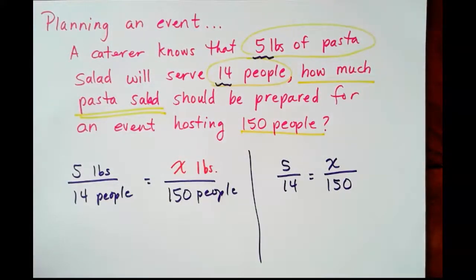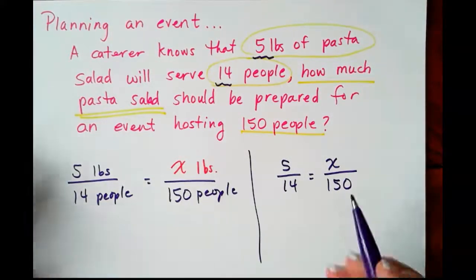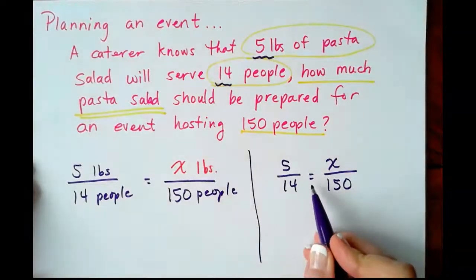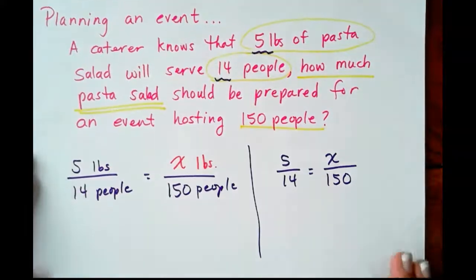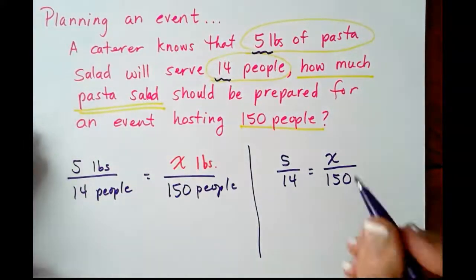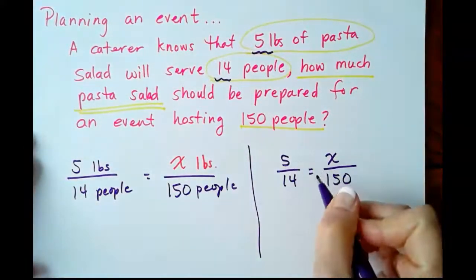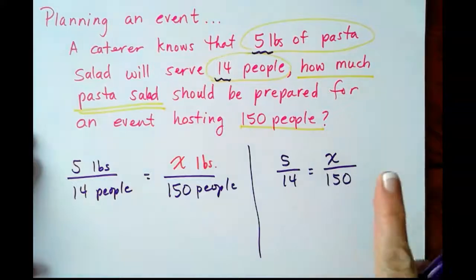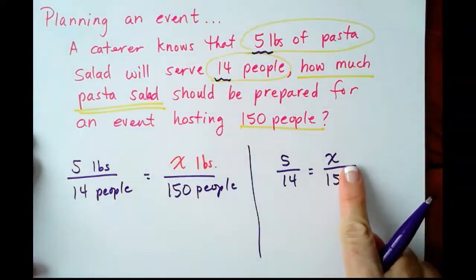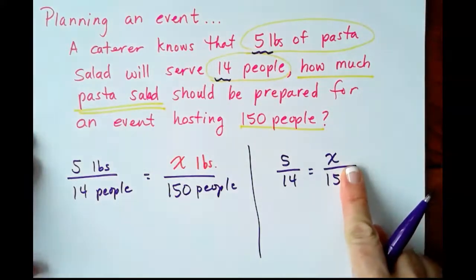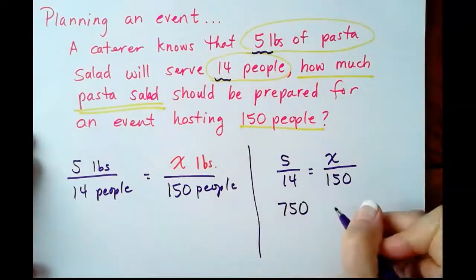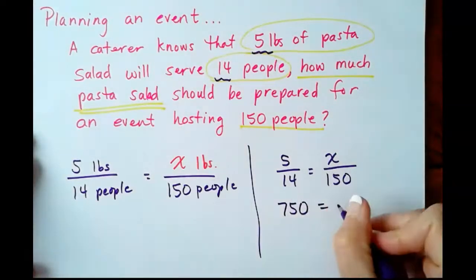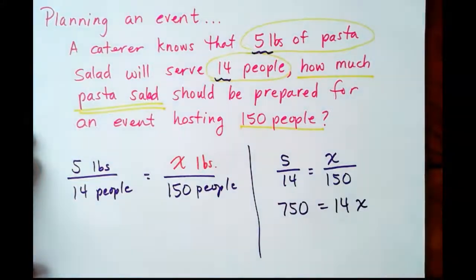It's set up. Remember, a proportion is a fraction set equal to a second fraction. And our key strategy here is to cross multiply. So 5 times 150. So 5 times 15 is 75. 5 times 150 is 750. 14 times x is 14x.